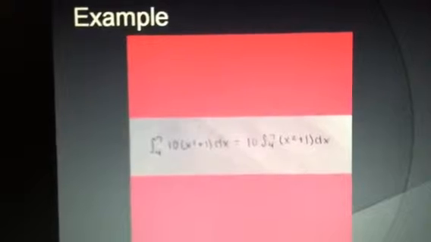Using the constant multiple, the integral from 4 to 7 of 10 times the quantity x squared plus 1 dx, you could just pull out the 10 to the front of the integral, so it would equal 10 times the integral from 4 to 7 of quantity x squared plus 1 dx.